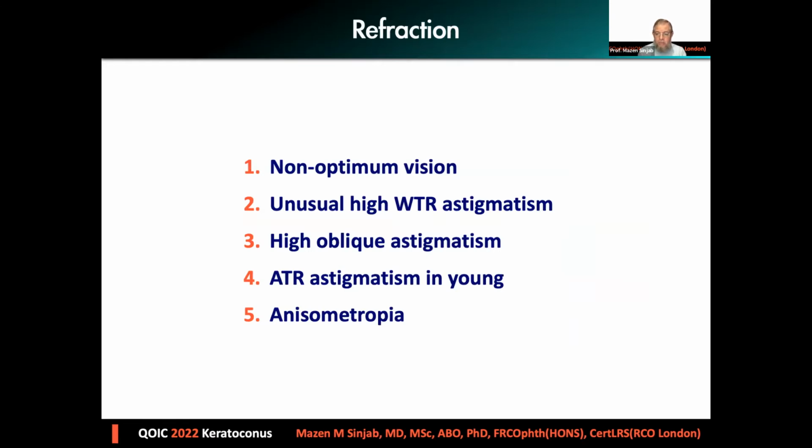We have to have a doubt about any ectatic corneal disease in case of non-optimum vision. For example, if the best corrected visual acuity is not 20/20, then we have to have a doubt. Why is that? Maybe it is irregular cornea. When there is unusual high with-the-rule astigmatism, high oblique astigmatism, against-the-rule astigmatism in young people, because usually against-the-rule astigmatism is found in adults, and when there is anisometropia, especially in children.